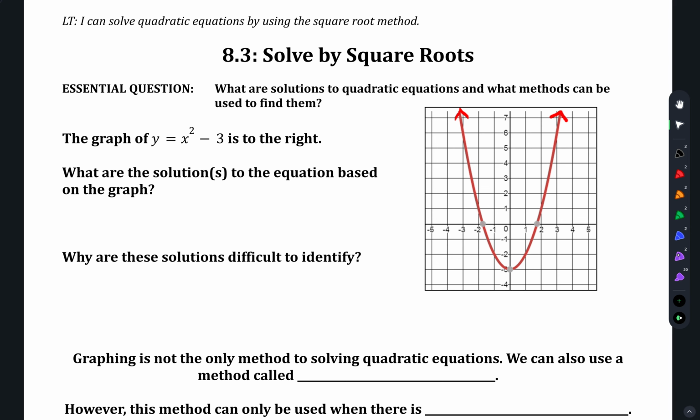Those names are what we say is the x-intercept. So solutions are here on my graph. They're where my graph crosses the x-axis. So in this picture, I have two of them, and they are approximately at x equals negative 1.7 and maybe positive 1.7. We're kind of eyeballing it there.